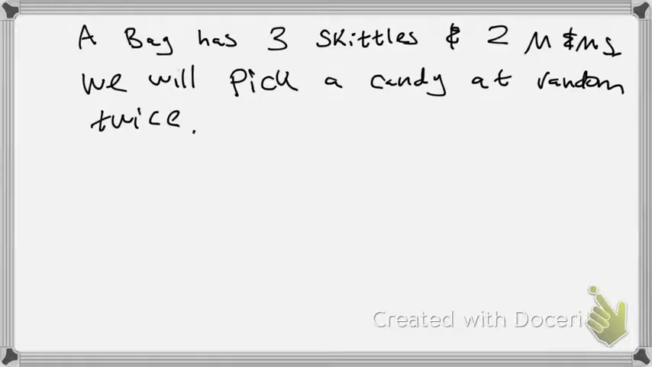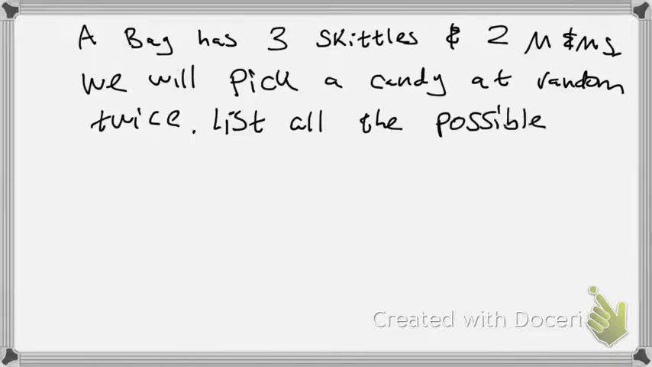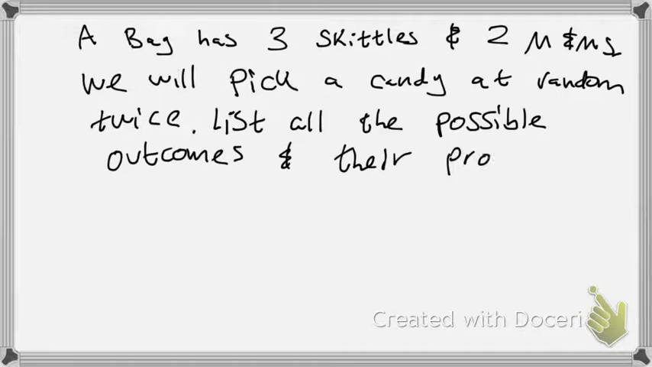One thing I'm not gonna write it, but one thing I want you to just know here is after we pick out the first candy, we're gonna put it back in. So it's like you're starting over. So we pick a candy twice at random. We're gonna list all the possible outcomes. And their probabilities. So how likely each thing will happen.